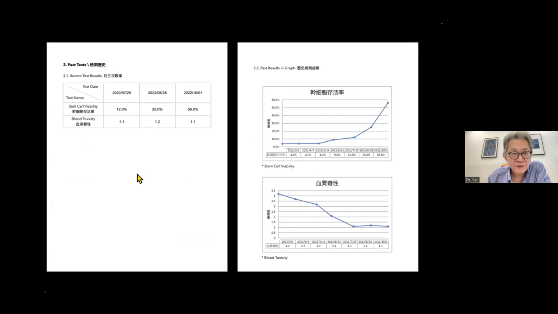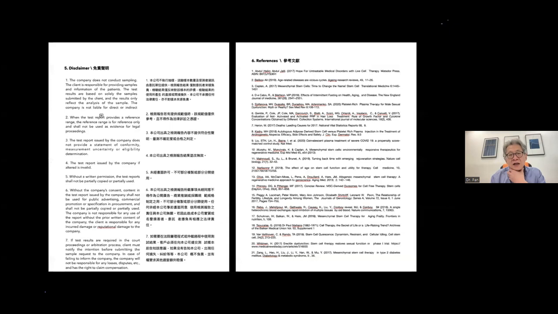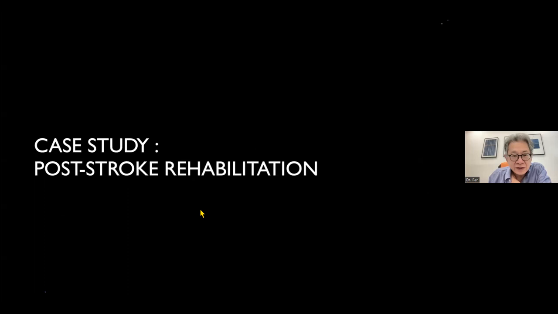If the patient has done this several times, then we plot the stem cell viability against the treatment for the client, okay? And we also plot the plasma toxicity as well. And the rest of the report are just standard dictionaries and the references, okay? So now I quickly show you some clinical examples, and these are quite complete and interesting cases.